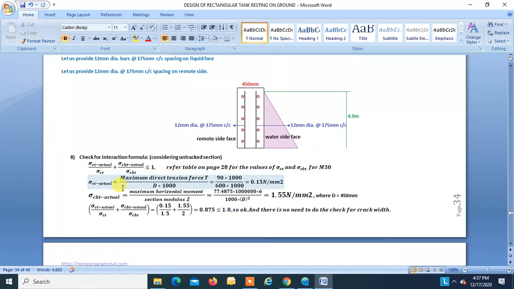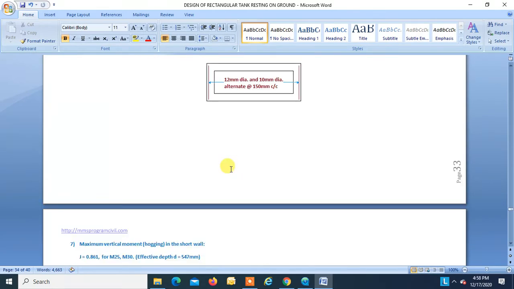Now the next very important point is the check for the interaction formula. This sigma ct actual is the tension due to the direct pull, the tension in concrete. Then this sigma cbc actual is the tension in concrete due to bending. This sigma ct is the allowable direct tension, sigma cbt is the allowable bending tension. This is shown in the table on page 28.